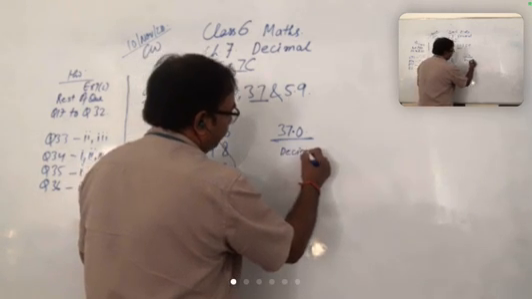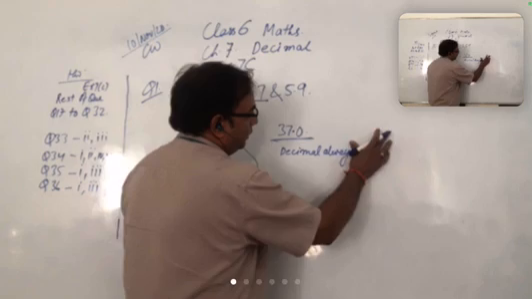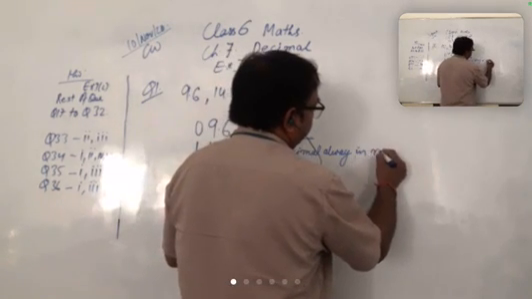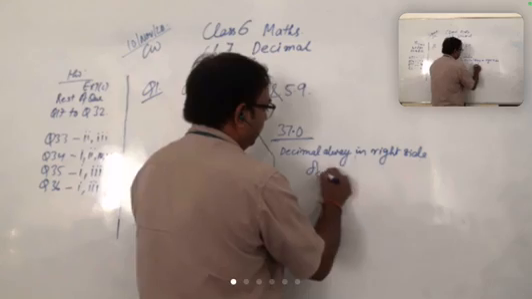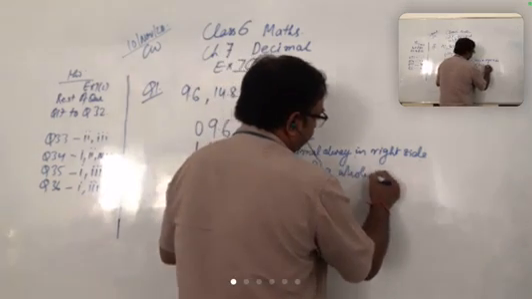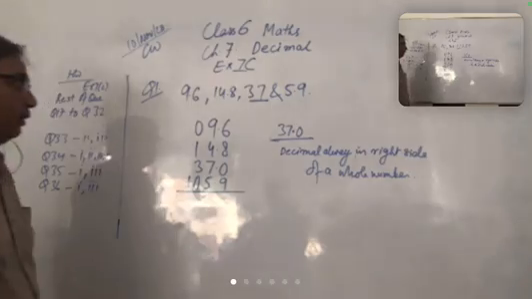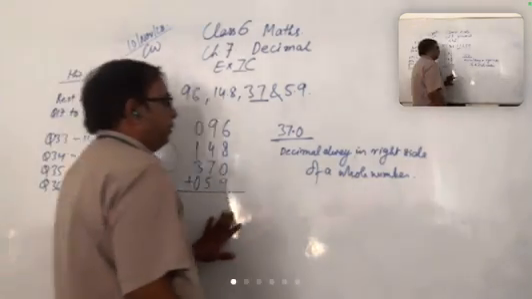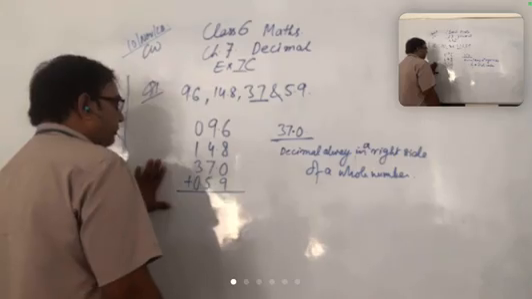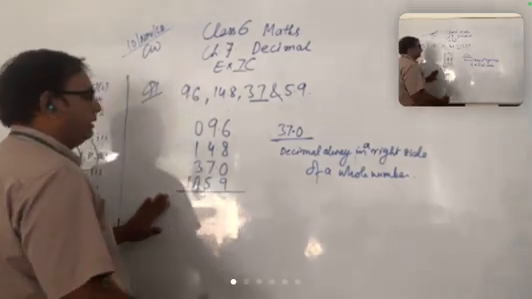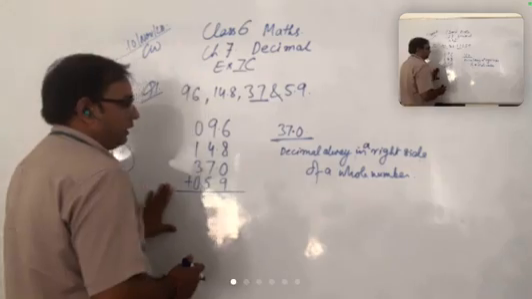Decimal always on the right side of a whole number. Clear? The decimal is always on the right side of a whole number. Now we just add simply, in the same way as we do in addition.